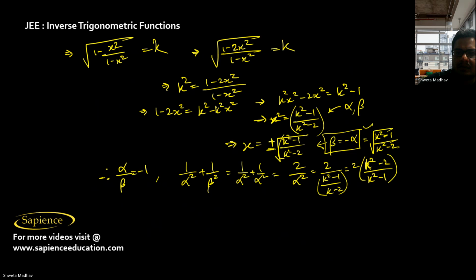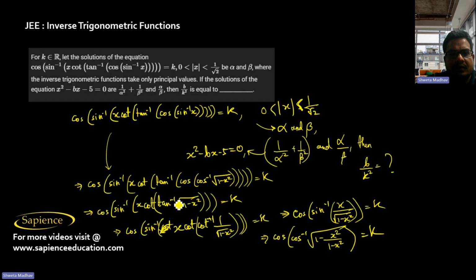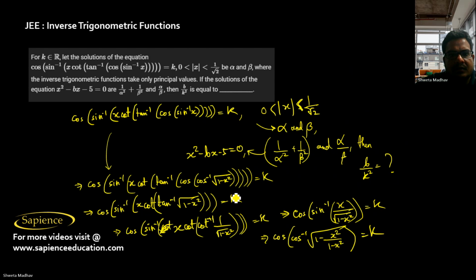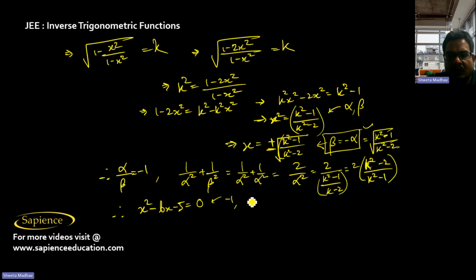Okay. So now, therefore, the roots of the equation x square minus bx minus 5 equal to 0 are minus 1 and 2 into k square minus 2 by k square minus 1. So then, therefore, the product of the roots is minus 5, so minus 2 into k square minus 2 by k square minus 1 is equal to minus 5. So minus minus will cancel.